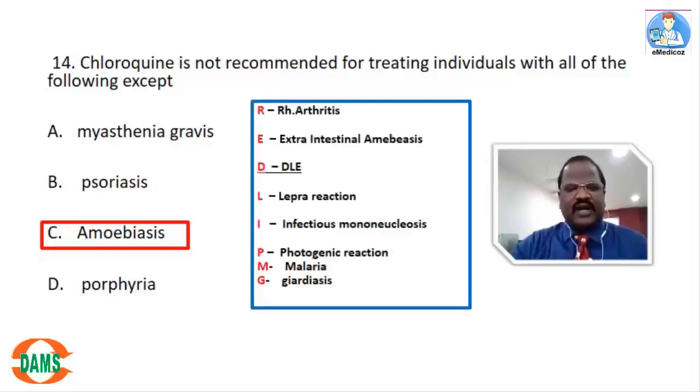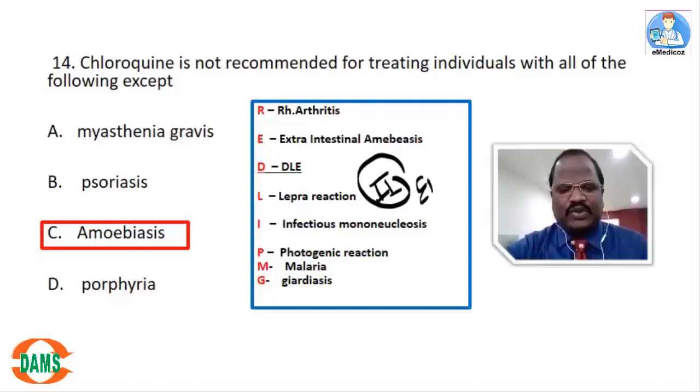For that, remember the simple mnemonic RED LIP MG, where R stands for rheumatoid arthritis, A means extraintestinal amoebiasis, D for discoid lupus erythematosus, L for type 2 lepra reaction. Type 2 lepra reaction is called ENL, erythema nodosum leprosum. And also, I means infectious mononucleosis, P for photogenic reaction, M means malaria, G means giardiasis. So lots and lots of uses are there with chloroquine.